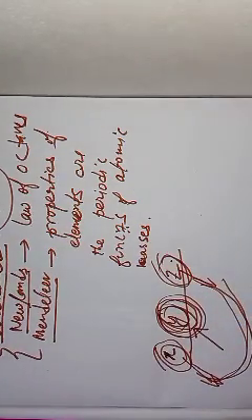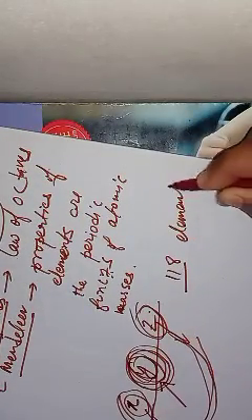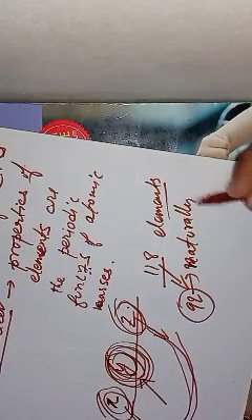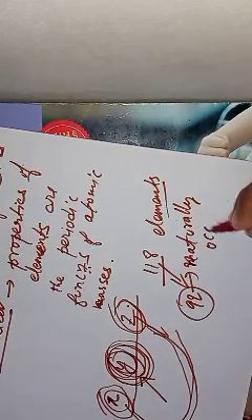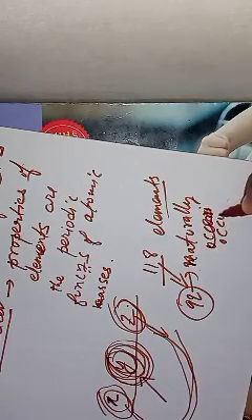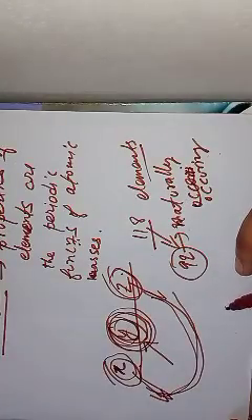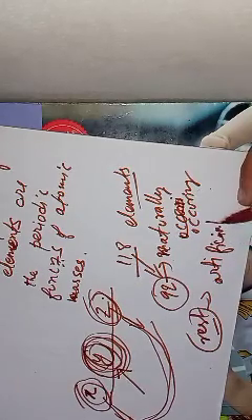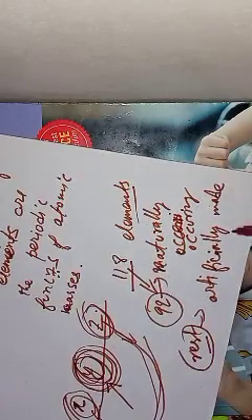There are 118 known elements to us. Out of these 118, 92 are naturally occurring, and the remaining are artificially made.